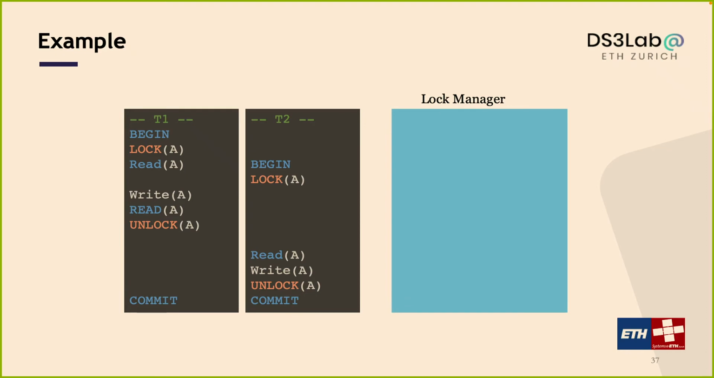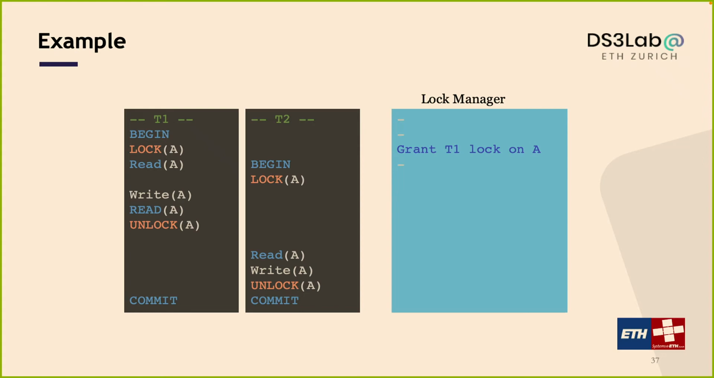Now let's look at one example. Here we have this lock manager, which essentially keeps track of all the locks in the system. And we have these two special statements. One is lock, and another is unlock. If you run this schedule, in the beginning, T1 is going to acquire a lock from the lock manager, and the lock manager will say, okay, I grant this lock for T1 on object A. And then T1 can read it.